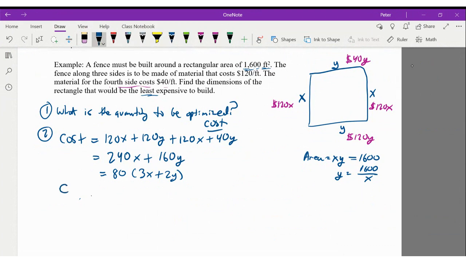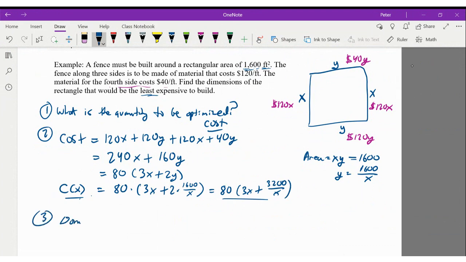All right, sorry, actually, let me just rewrite this in terms of x. So C of x is equal to 80 times 3x plus 2 times 1600 over x. So that equals 80 times 3x plus 3200 over x. There we go. That's the objective function, and we just need to do the domain. So what's the domain of this? Assuming that x is our independent variable, what is the domain of the function?